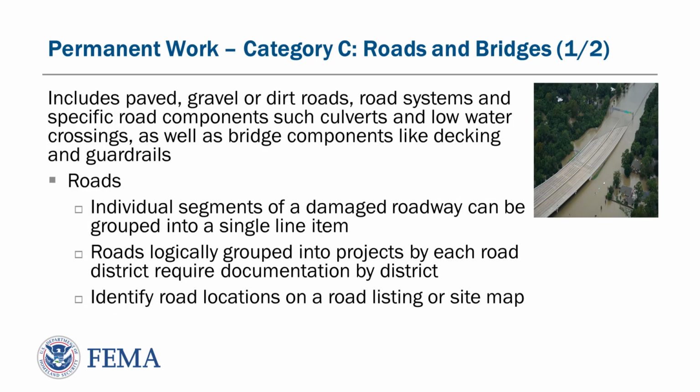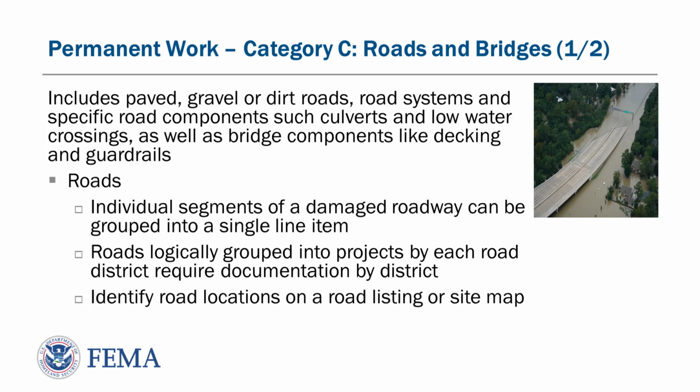Category C, roads and bridges, includes paved, gravel, or dirt roads, road systems, and specific road components such as culverts and low-water crossings, as well as bridge components like decking and guardrails. Category C grouping is often disaster-specific.